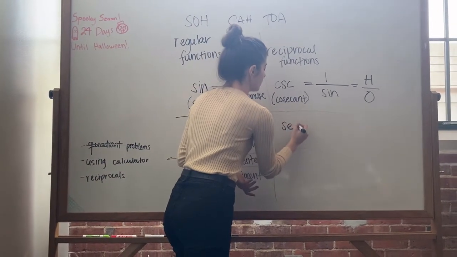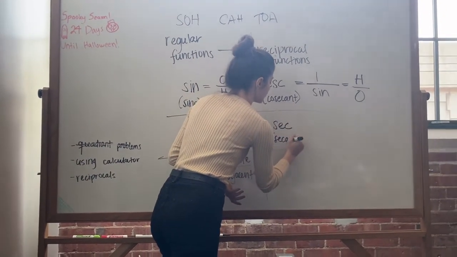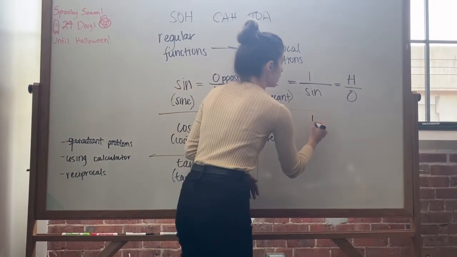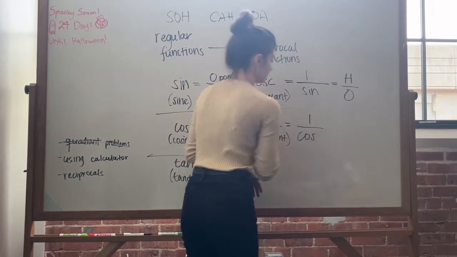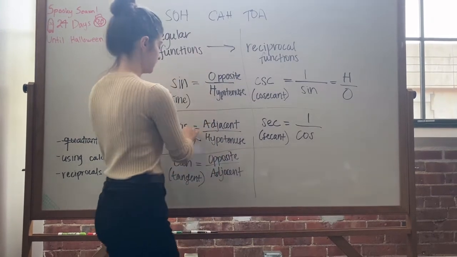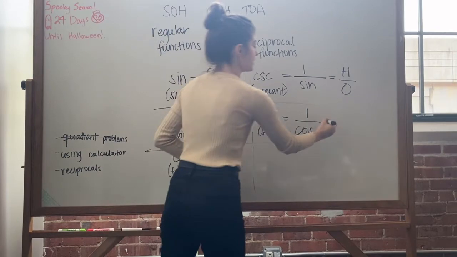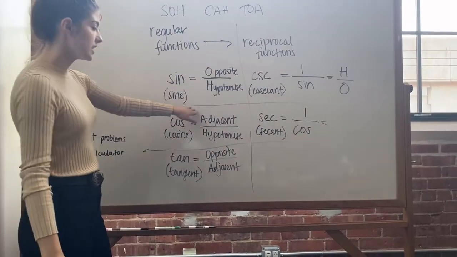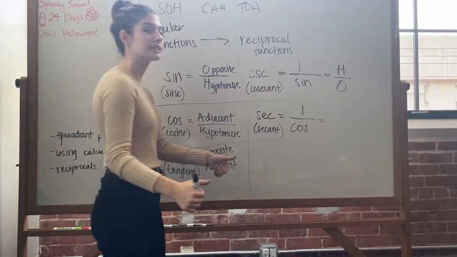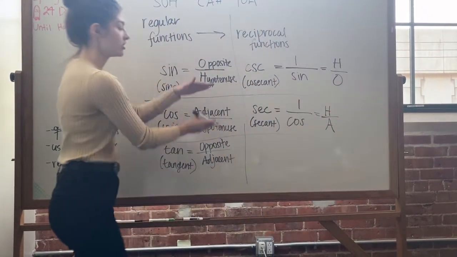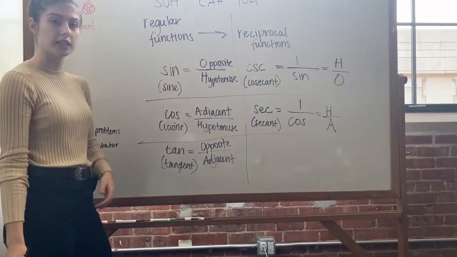That's this one that you all have been singing. Secant, it's spelled like that. We can write that as 1 over cosine. You see? Sine, sine, cosine, cosine. 1 over cosine. So instead of cosine being adjacent over hypotenuse, now we get hypotenuse over adjacent. It's just flipped.